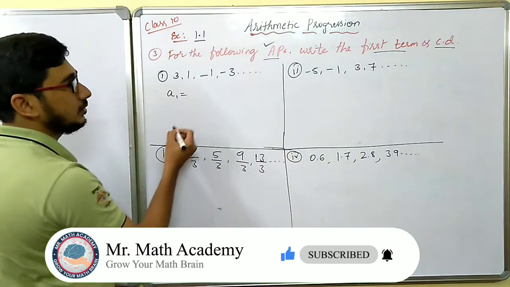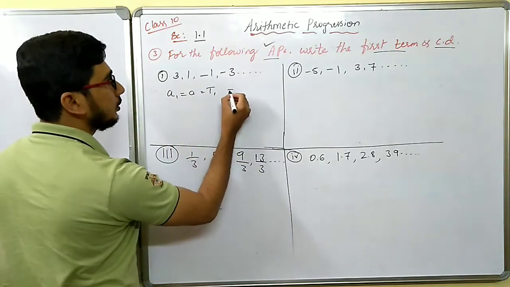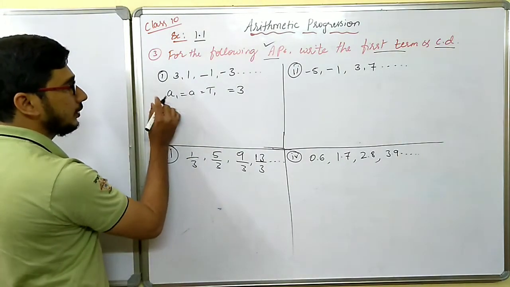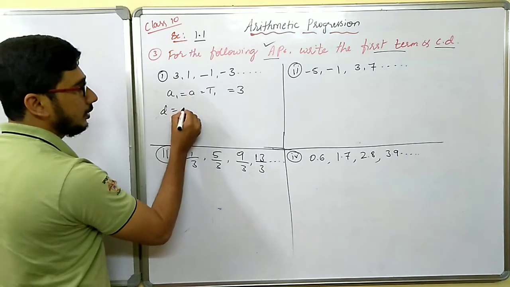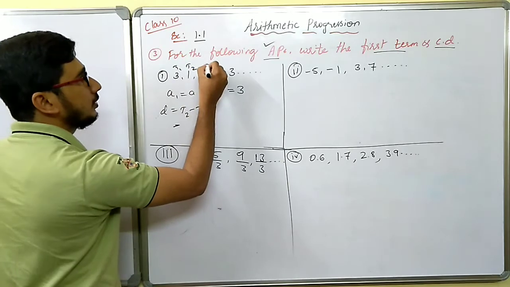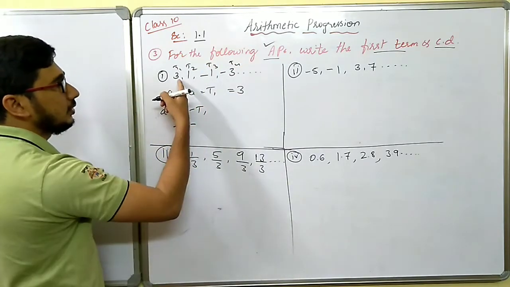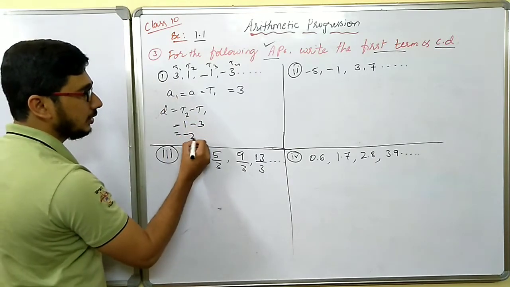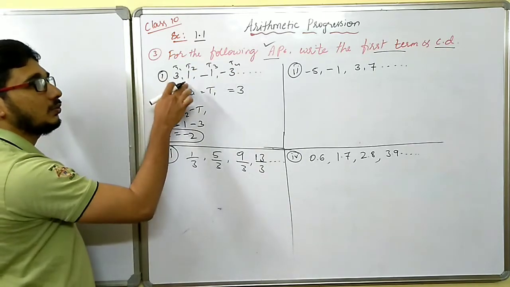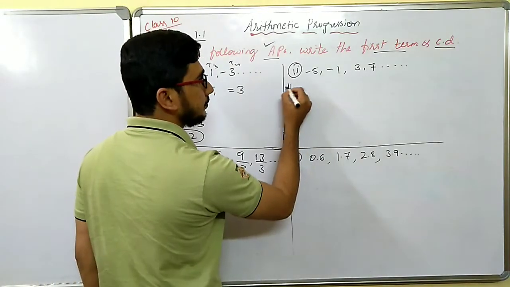So first term, in the sense a1 or a or t1, all are same, which is equal to 3. Next, the difference we want. Difference is equal to t2 minus t1. This is t1, t2, t3, t4. t2 is 1, minus, t1 is 3, this is minus 2. Difference is minus 2. See, it is decreasing: 3, 1, minus 1, minus 3, decreasing. So the difference is minus 2.